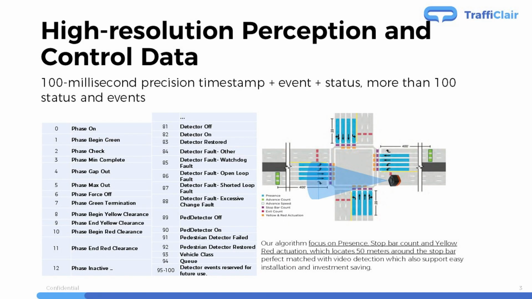The algorithm is based on high-resolution perception and control data, in the frequency of 100 milliseconds, which supports more than 100 states and events. Different algorithms rely on different detection data. Some of them will need thorough data combined from different locations, which will be difficult to install and also cost a lot. Now the algorithm focuses on presence, stop bar counts, and yellow-red actuation, which locates 50 to 100 meters from the stop bar, perfectly matched with video detection, which also supports easy installation and saves investment.